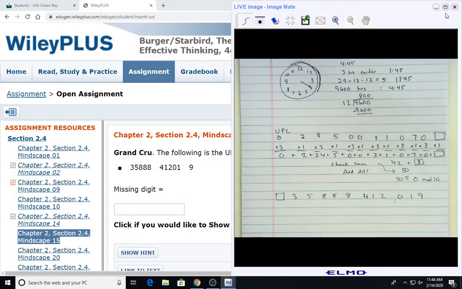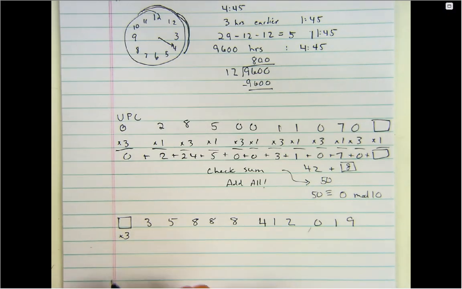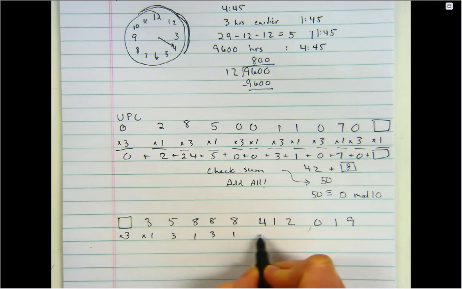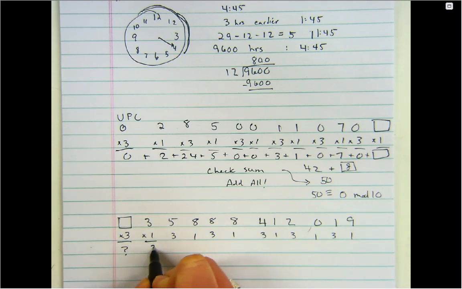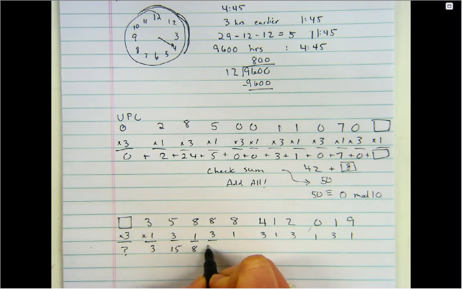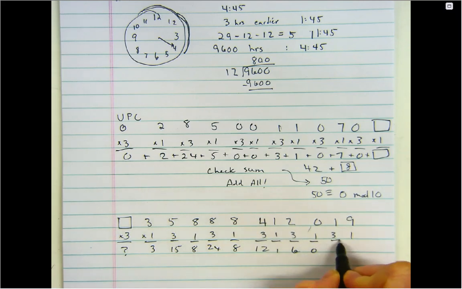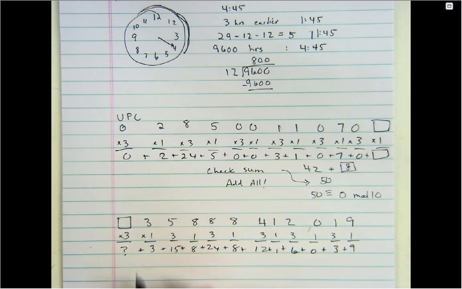So this one's a little harder because the first digit's missing, and it needs to make a number that's a multiple of 3 that gives you a checksum that's equivalent to 0 mod 10. So 3 times 1, 3 times 1, 3, 1, 3, 1, times 3 times 1. We'll add all these up when we have them. And you have different numbers than me. But whatever you get, add them all up except for the first one.